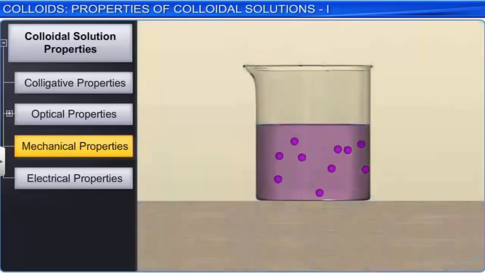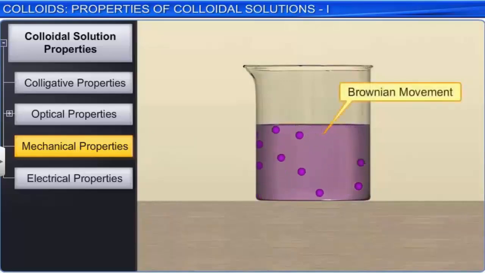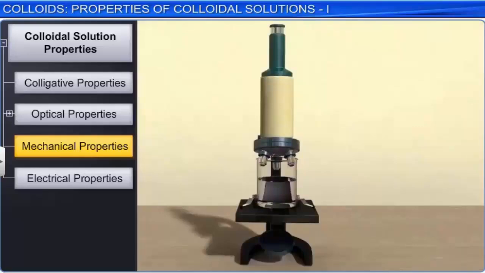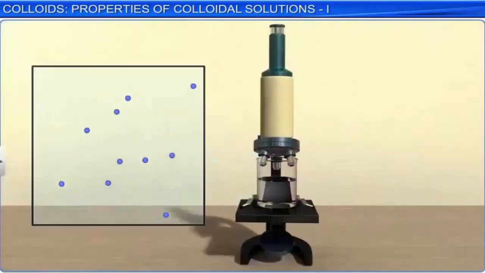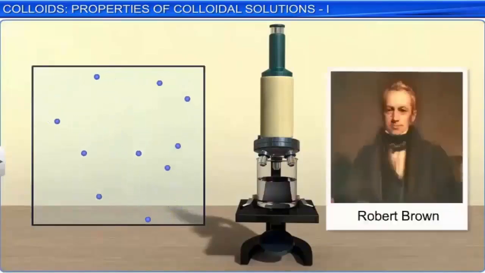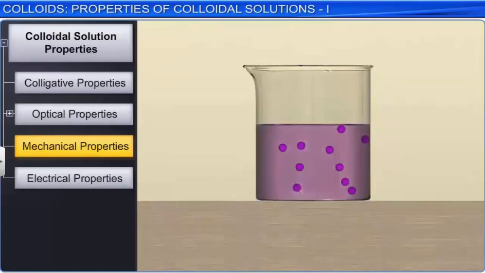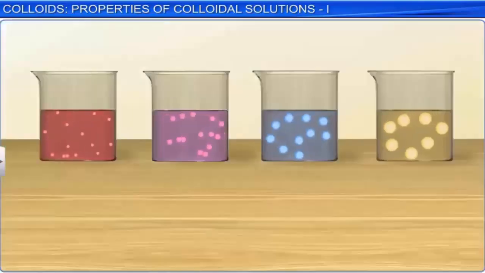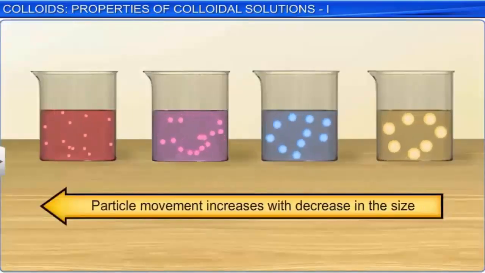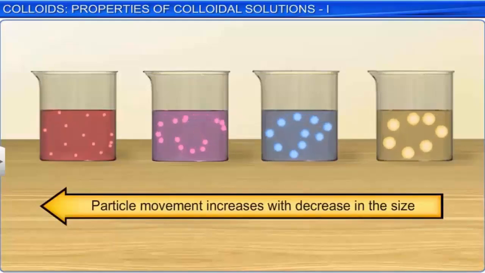The continuous zigzag movement of colloidal particles in a dispersion medium is called Brownian movement. This random zigzag motion was first observed under a powerful microscope by the British botanist Robert Brown, and is named Brownian movement after him. Brownian movement is independent of the nature of the colloidal particles, but depends upon their size and on the viscosity of the solution. The movement of colloidal particles increases with a decrease in their size and in the viscosity of the medium.